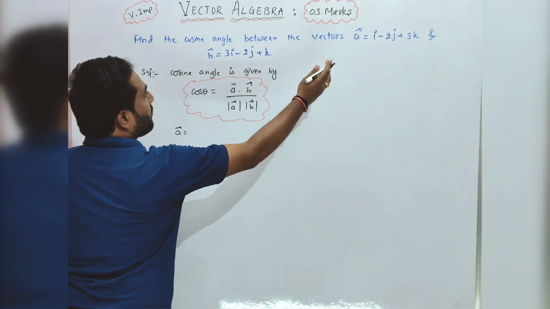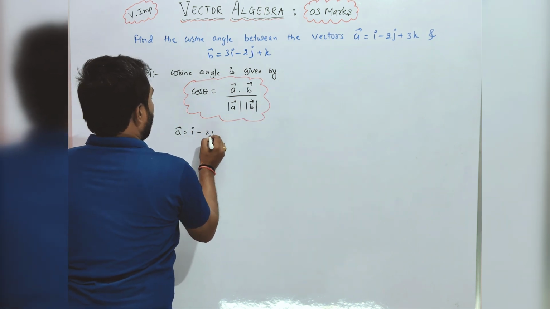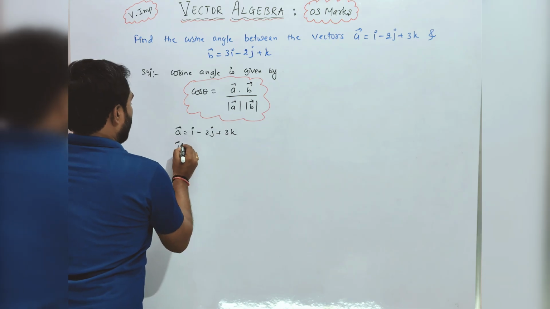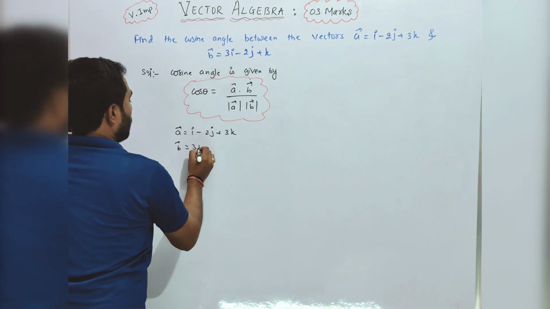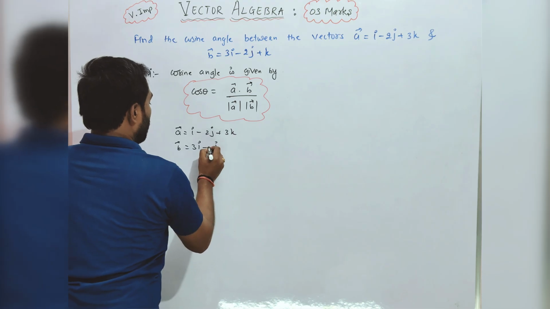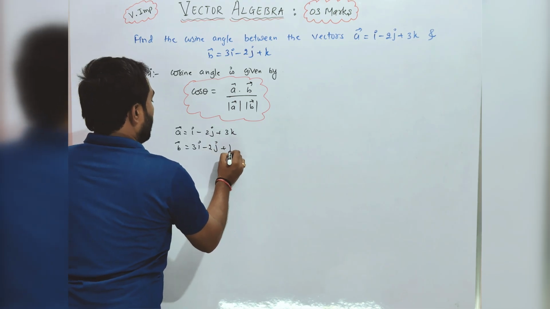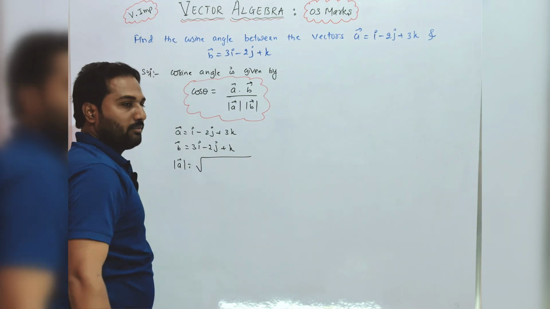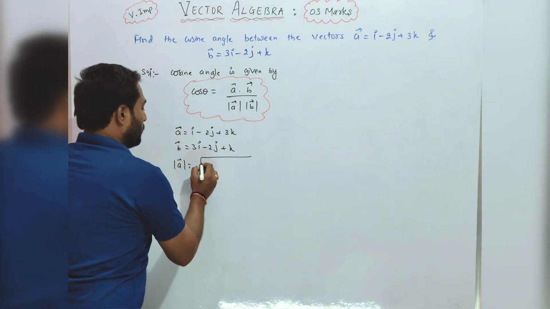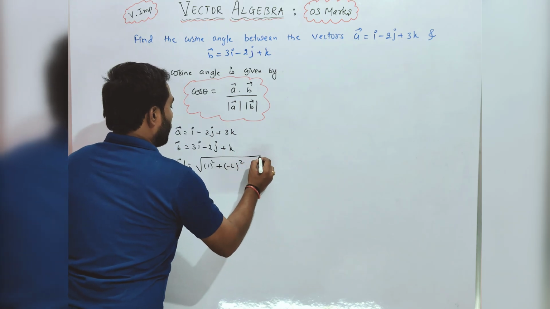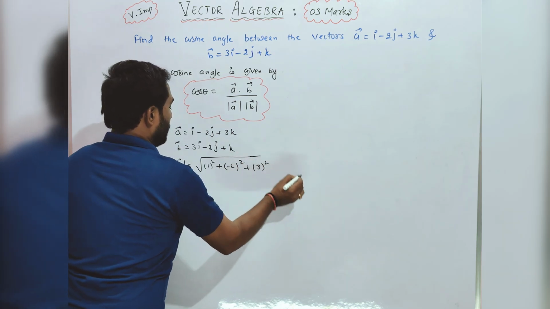Let us just find these again from the given data. What is given? A is given, that is i minus 2j plus 3k. Along with that, vector B is equal to 3i minus 2j plus k. Now let us find the magnitude of A. You already know the formula. So that is 1 square plus minus 2 square plus 3 square.